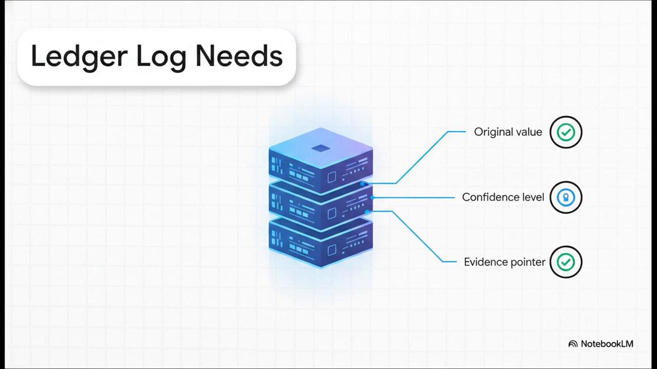And let me be clear, logging these exact metrics, it's completely non-negotiable. We're capturing the original value, the proposed value, the confidence level, and a direct evidence pointer. If a business decision is ever challenged down the line, this ledger acts as a transparent, bulletproof audit trail. It proves exactly why the system knows what it claims to know.